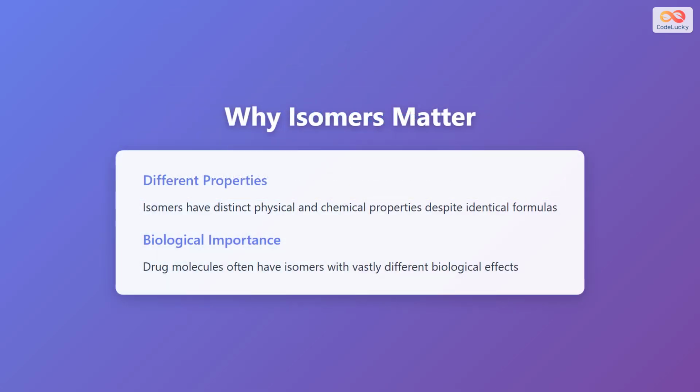Understanding why isomers matter is crucial. First, isomers have different properties. Despite having identical molecular formulas, isomers display distinct physical and chemical properties such as different melting points, boiling points, and reactivities. Second, isomers have biological importance. In drug design and biochemistry, different isomers of the same molecule can have vastly different effects on living organisms. One isomer might be therapeutic, while another could be harmful.